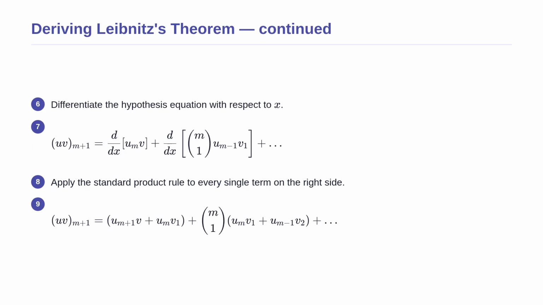For the first term, the derivative becomes u sub m plus 1 times v plus u sub m times v sub 1. For the second term, we keep the constant coefficient and apply the product rule again. This expands our equation significantly, but it sets us up perfectly to group similar terms together in the next step.